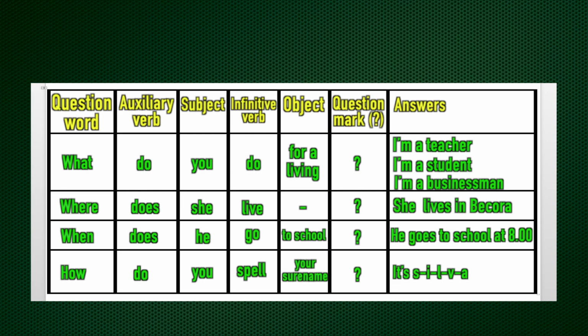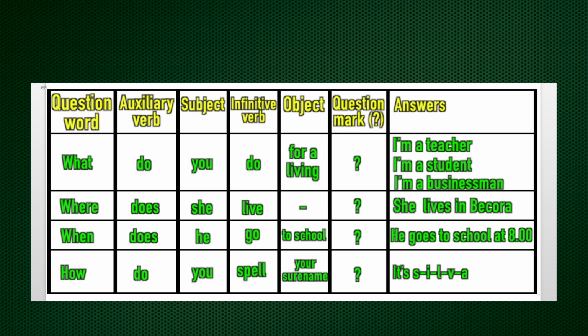Please have a look at the example sentences according to the formula above in the table. As you can see in the table, the question word what sits before the auxiliary verb do, followed by the subject you plus the infinitive verb do, and then followed by the object for a living plus the question mark to make it a question. So, in full, the question would be, what do you do for a living?